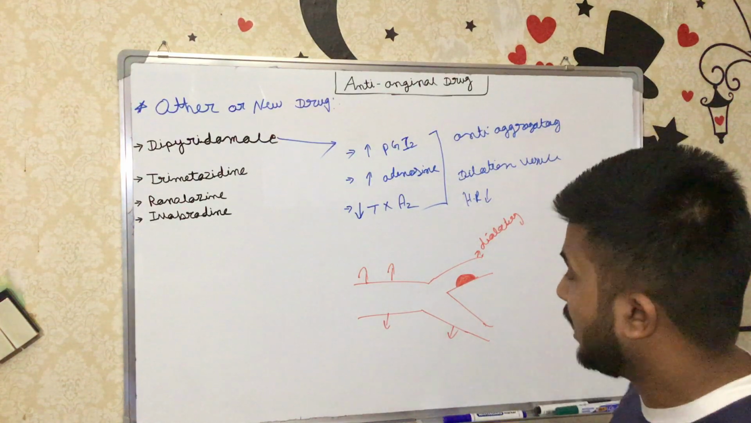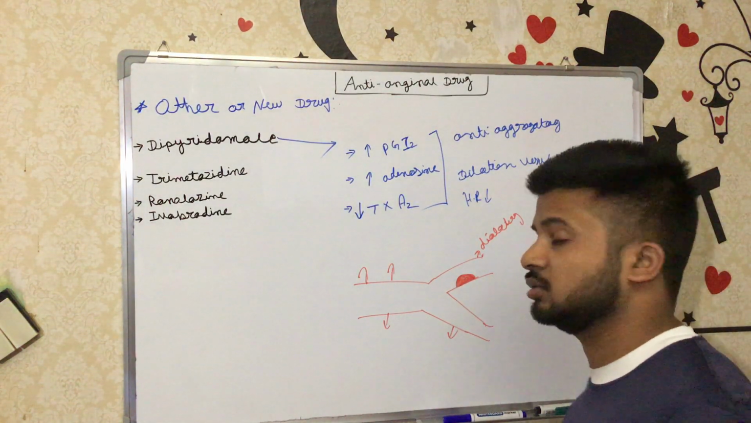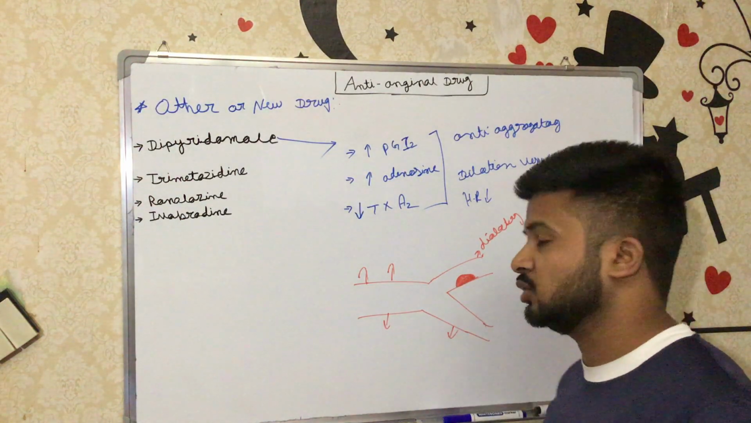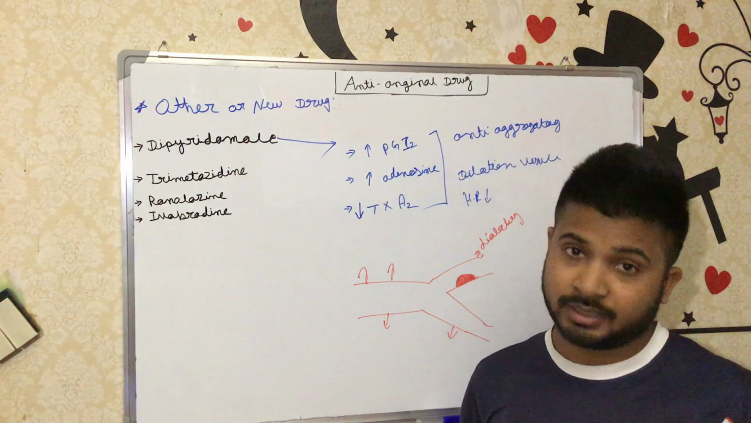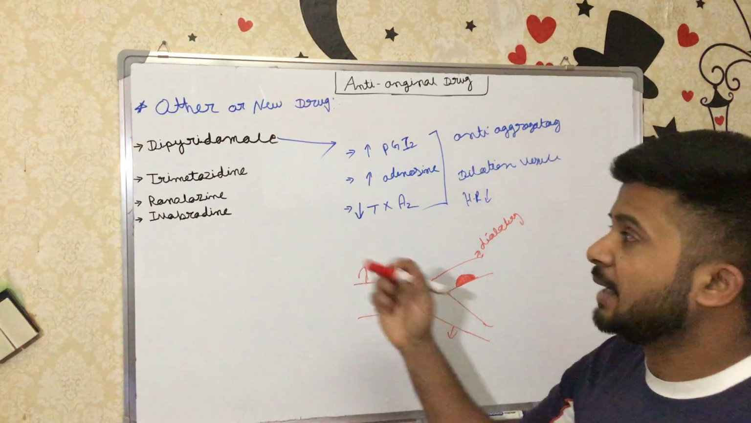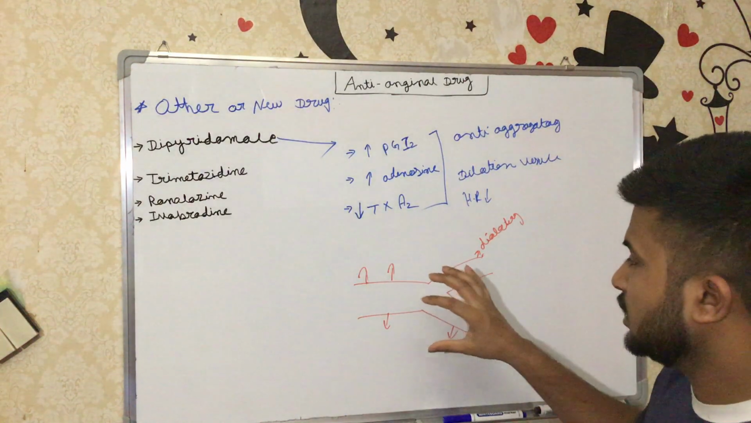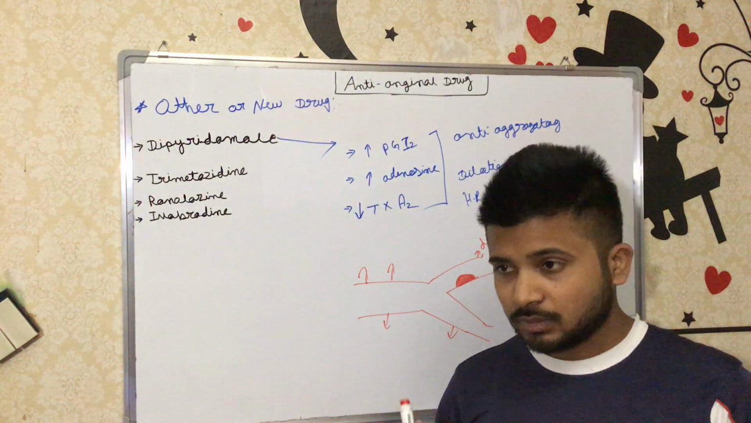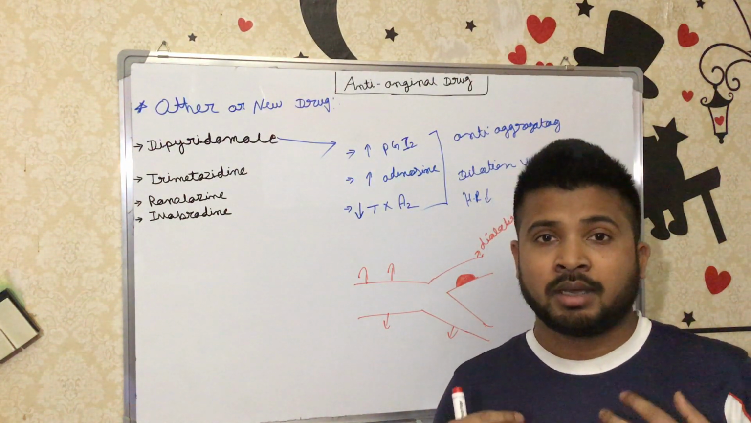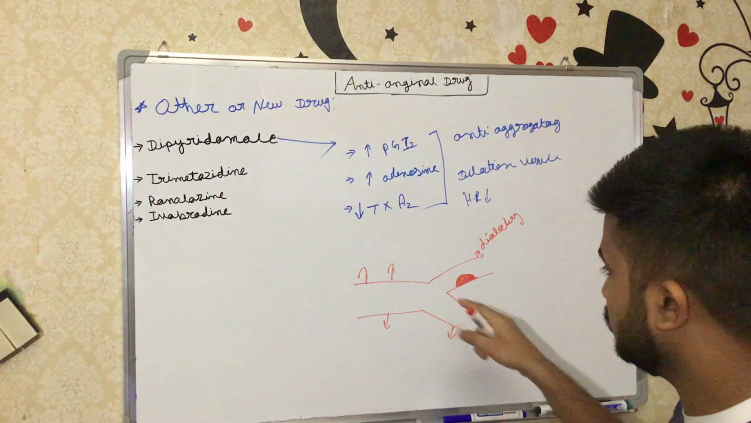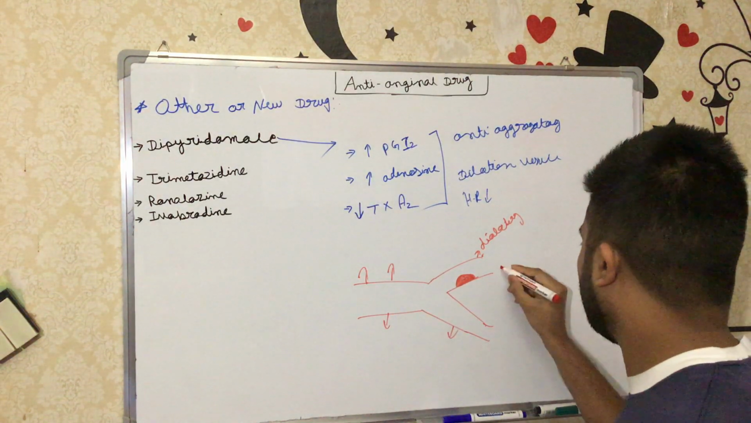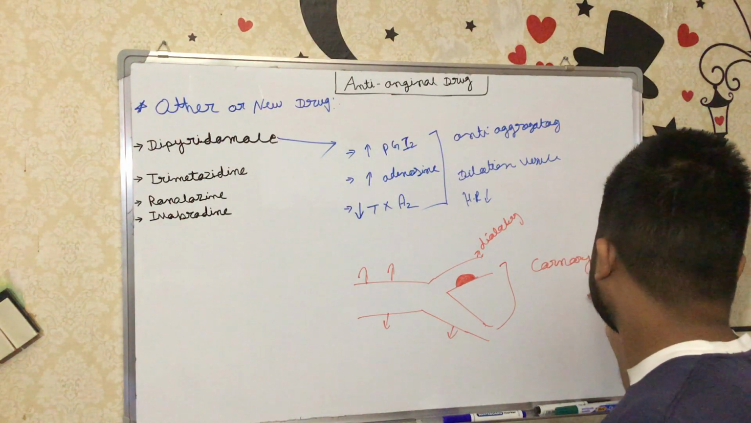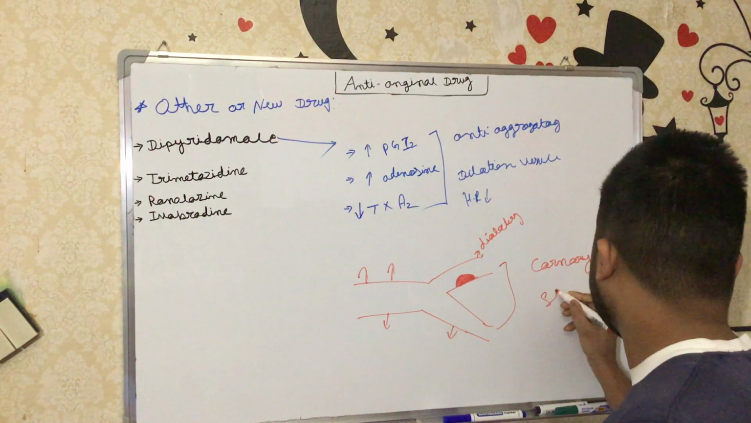So sometimes myocardial infarctions can occur, but it depends upon the situation and the obstruction. Sometimes it can also lead to cardiac death. Due to this reason, dipyridamole nowadays we don't use as an anti-anginal drug. In urgent cases we cannot use this drug, and this reason is called the coronary steal phenomenon.